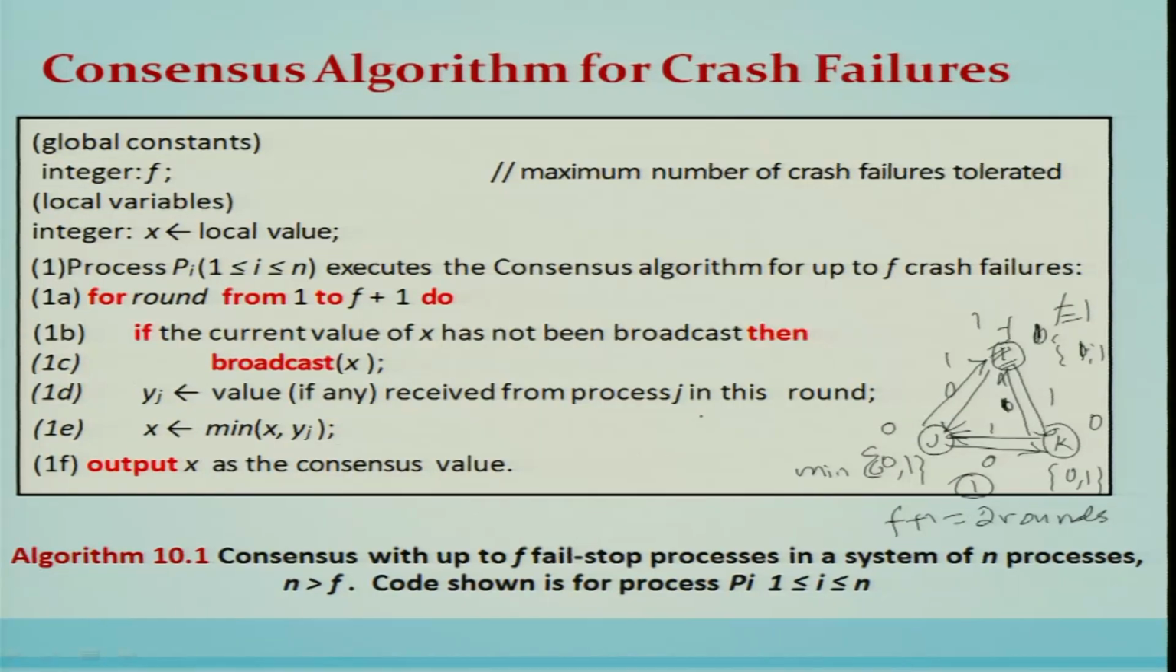Similarly, take another round of these messages. If this one has value 1, and the others have value 0, they exchange with each other and take the minimum, then all of them will have the value 0 and they will reach consensus after 2 rounds.